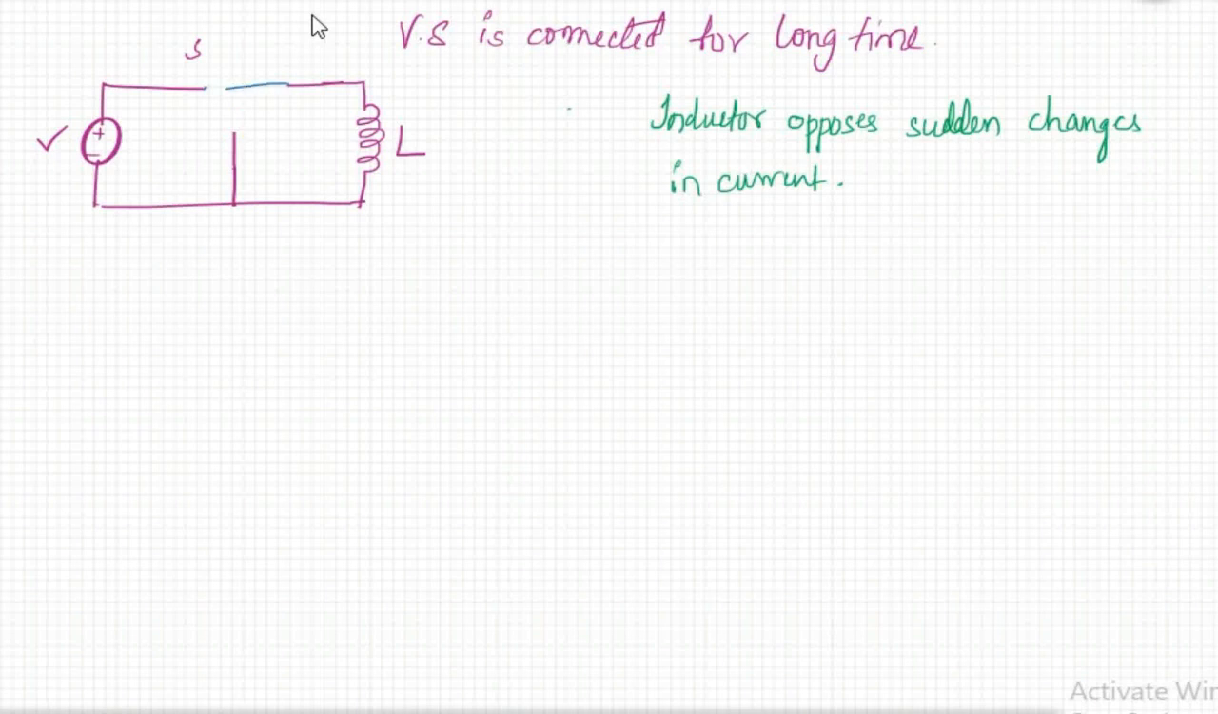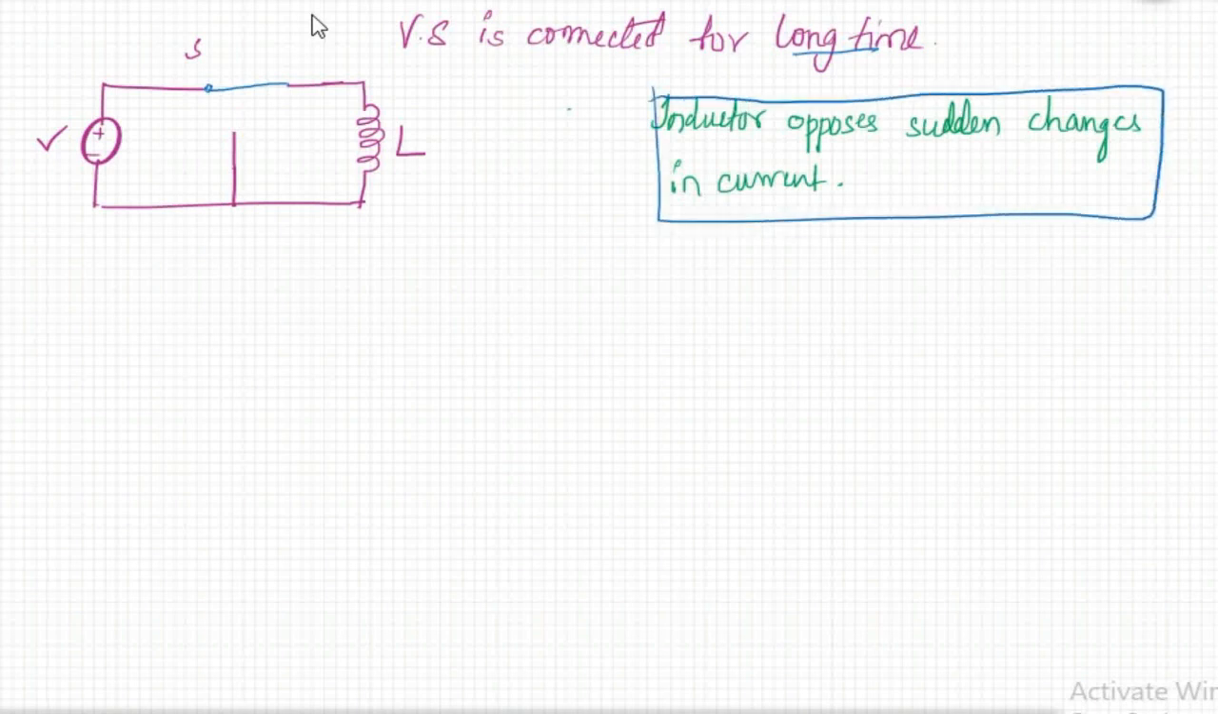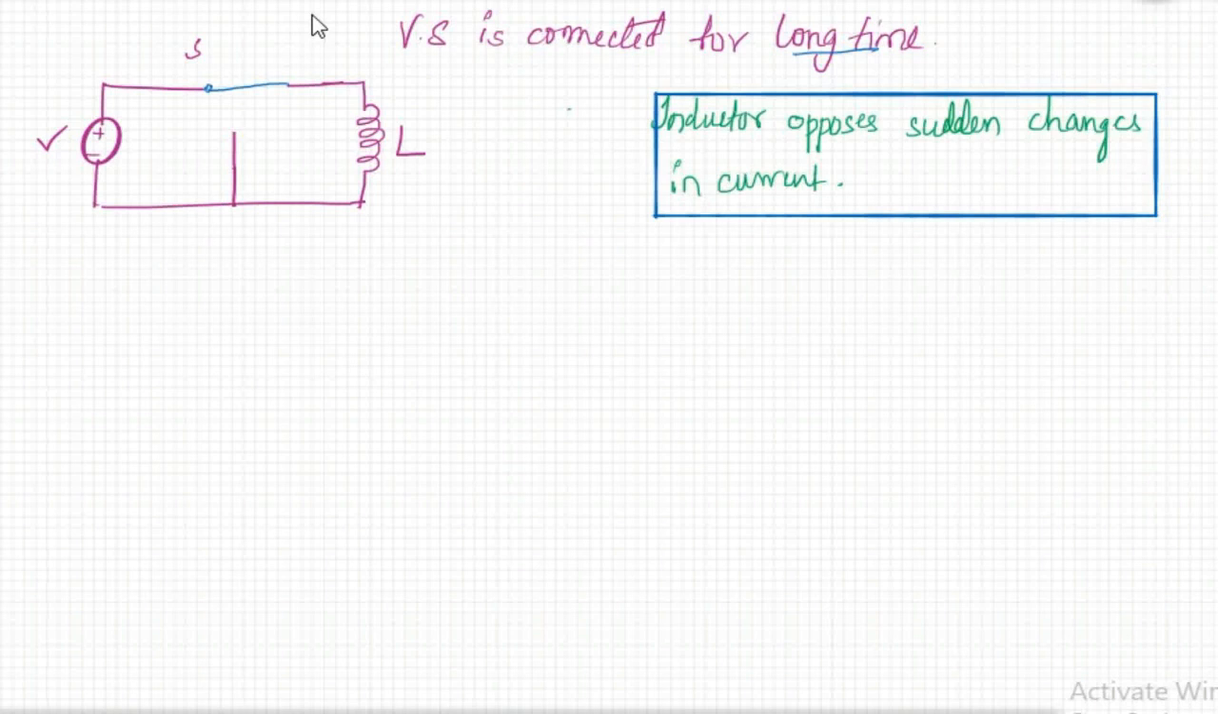So let us assume inductor is connected to the voltage source V for a long time, and we know that inductor opposes sudden changes in current. Now let us see what is happening here. Because it is connected for a long time, steady state has been achieved here. So there is a current flow through the inductor. Let us say I naught.